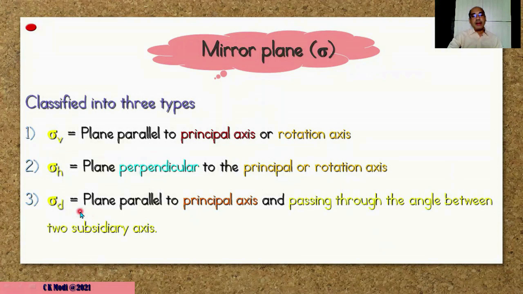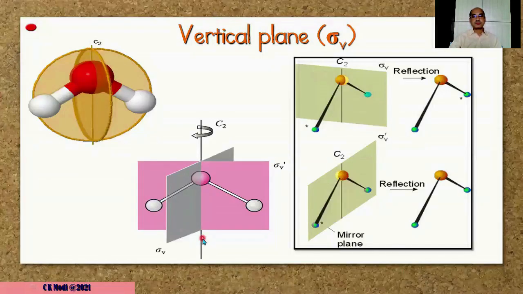Sigma D, the third plane: the plane passing through the center of that molecule and dividing it into two parts, both the parts being mirror images of each other, as well as the second condition, the plane parallel to the principal axis and passing through the angle between the two subsidiary axes. I will show you later on. So it will pass through the angle between two subsidiary axes. That is called sigma D.